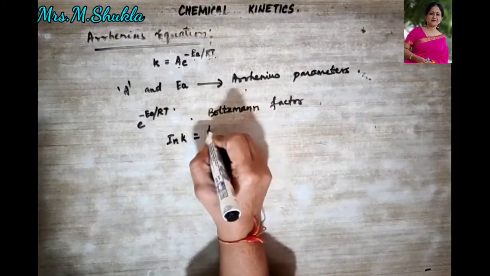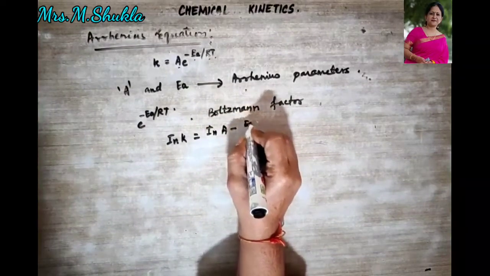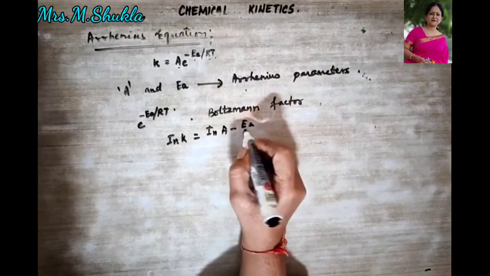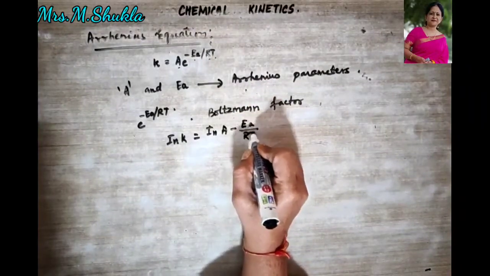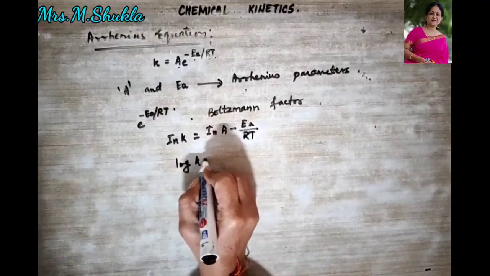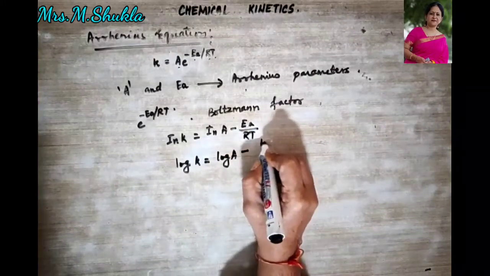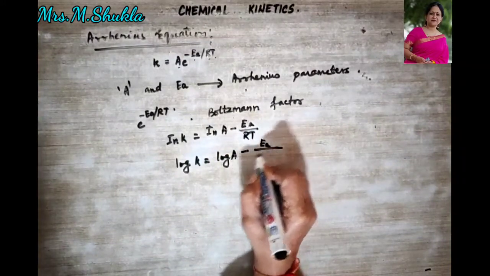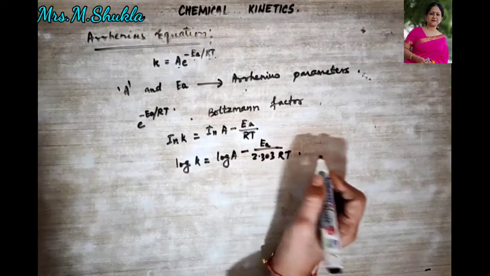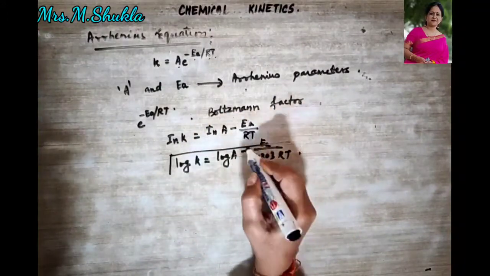So if we take the natural log, ln K is equal to ln A minus EA upon RT, right? So we can say log K is equal to log A minus the activation energy upon 2.303 RT. Followed?